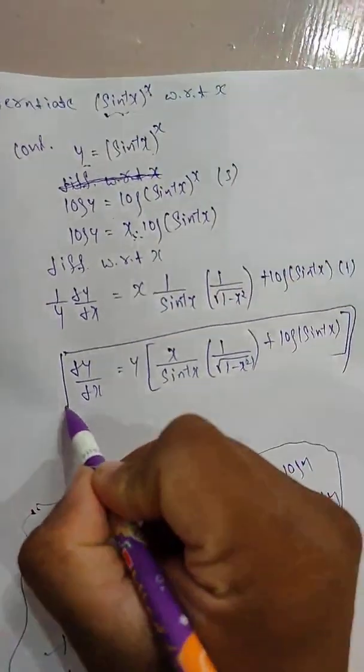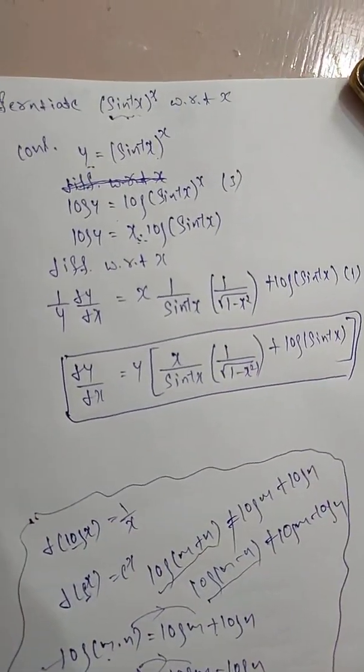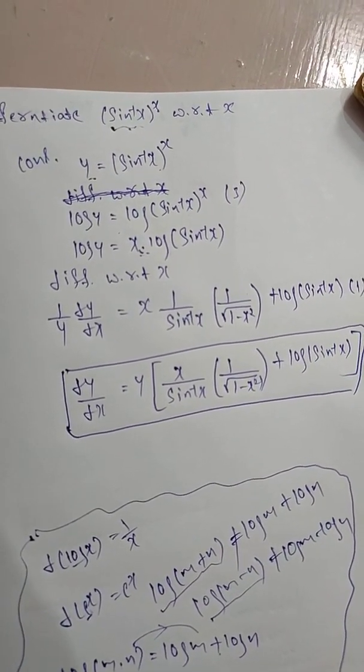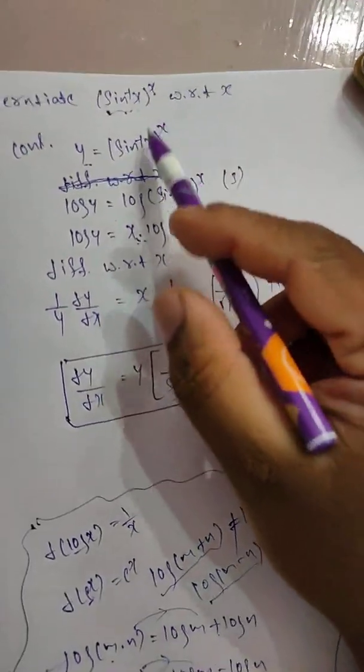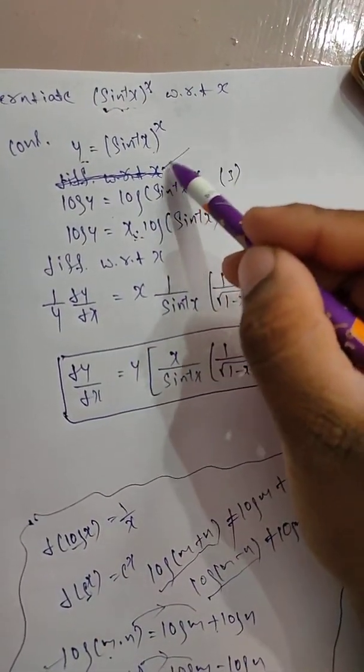So this problem will ask for 2 marks. This is a guarantee question for 2 marks. Once again I am repeating, just listen here. This is the given problem. Consider y is equal to sin inverse x to the power of x. We can't differentiate with respect to x directly.